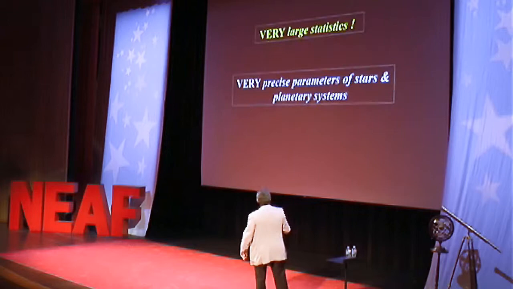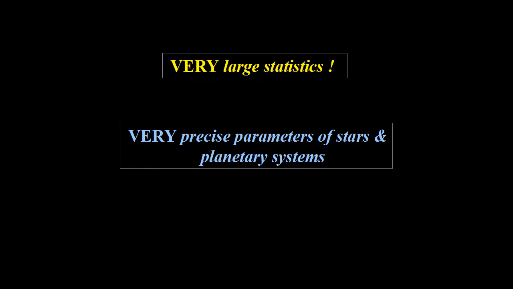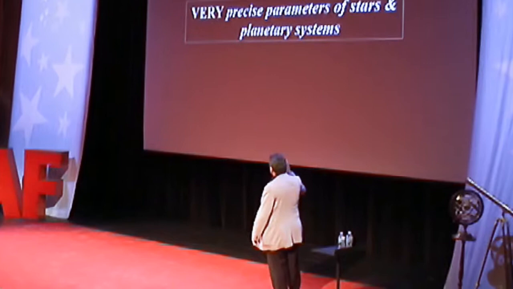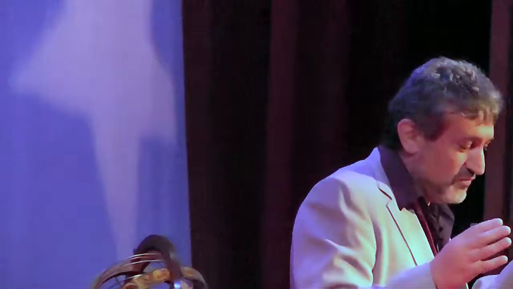Which means that we need huge statistics, we need lots of planetary systems with many orbital parameters, all kinds of systems, and which is much more important, and what we have been trying to do for 10 years, is to get very, very precise parameters of stars and planetary systems. We have to push the precision, like measuring effective temperature with a precision of less than 1%. And we are actually doing it. We couldn't do it 10 years ago. 10 years ago, we had a precision of measuring temperatures of Sun-like stars of like 2%, and now it's 1%.